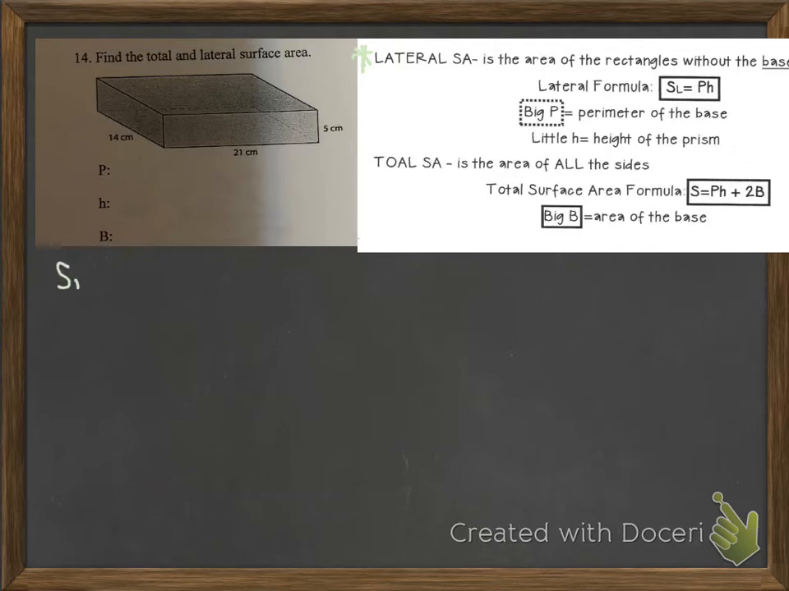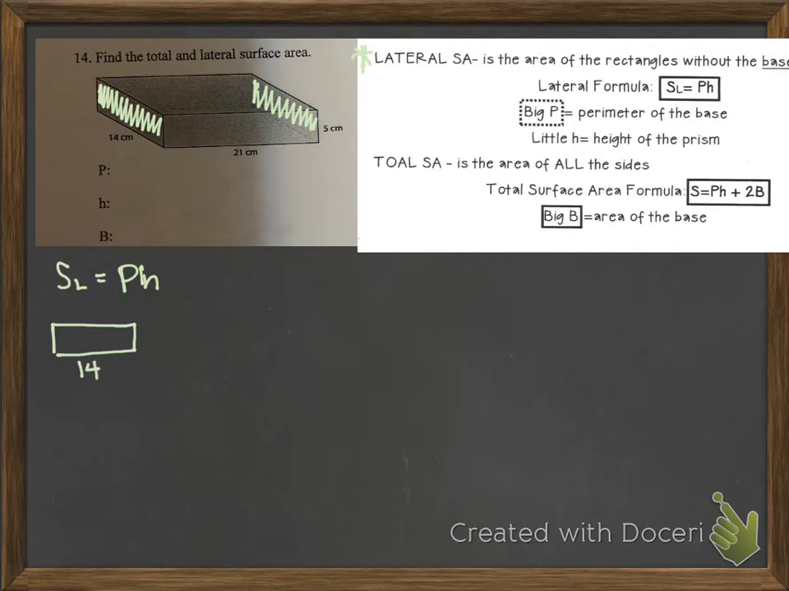So same formula, SL equals big PH, where big P is the perimeter of the base. So with rectangular prisms, you can choose any base that you want to choose. So to shade it, I'm going to choose this one. This base and this base. Okay, so if I were to pull that out, I'm going to redraw it.